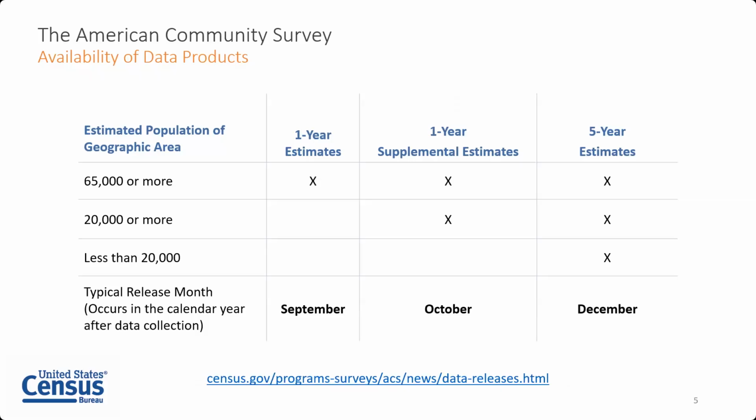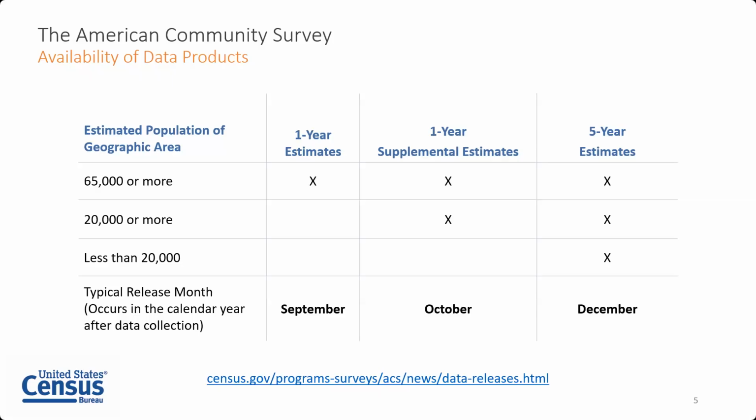So let's go over a few key points about the data before jumping into specifics of the MOEs. The ACS provides three main sets of estimates: the 1-year, the 1-year supplemental, and the 5-year estimates. These data products are released about 1 year after the data are collected. ACS data are generally released in September, the calendar year after collection, as 1-year estimates. In October, the calendar year after collection, as 1-year supplemental estimates. And 5-year estimates are generally released in December, the calendar year after collection.